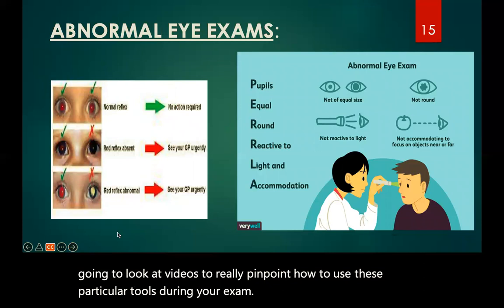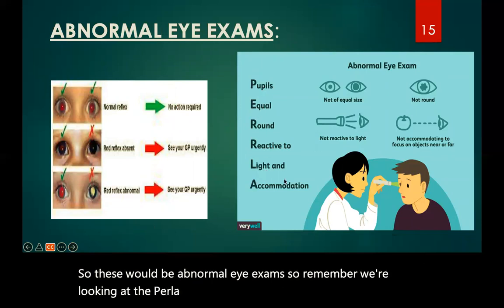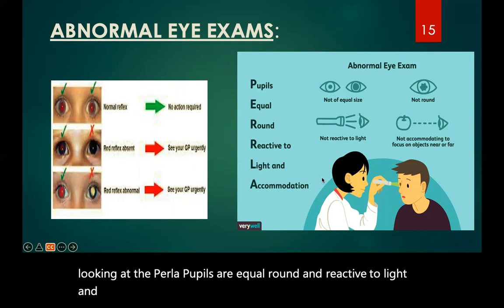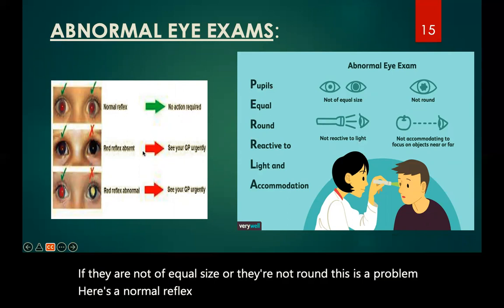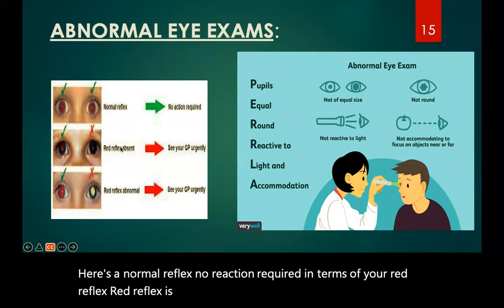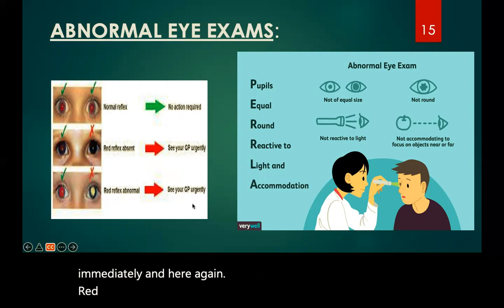So these would be abnormal eye exams. So remember, we're looking at the PERRLA. Pupils are equal, round, and reactive to light and accommodation. If they're not of equal size or they're not round, this is a problem. Here's a normal reflex, no reaction required in terms of your red reflex. Red reflex is absent in one of the eyes. They need to be seen immediately. And here, again, red reflex is abnormal. Again, this is an emergency. And they need to be referred immediately.